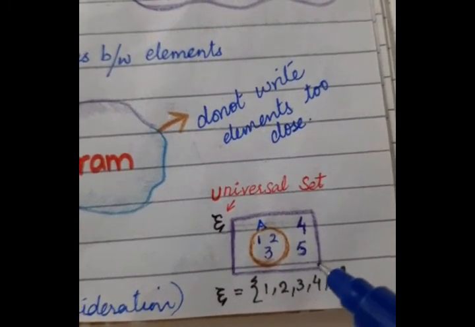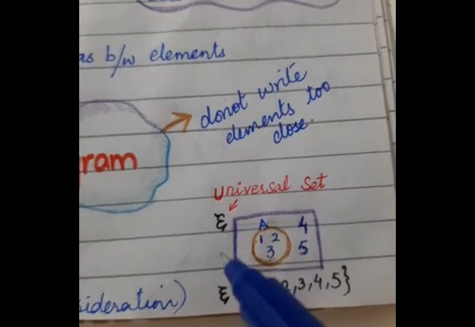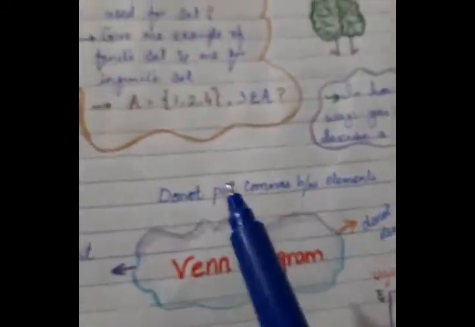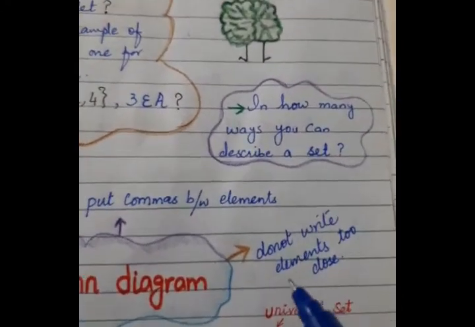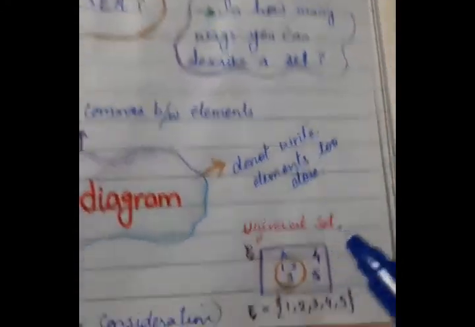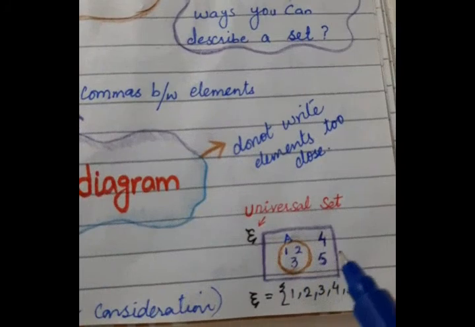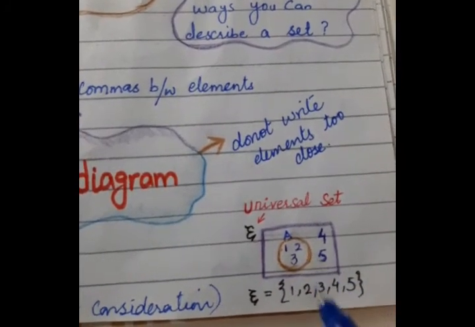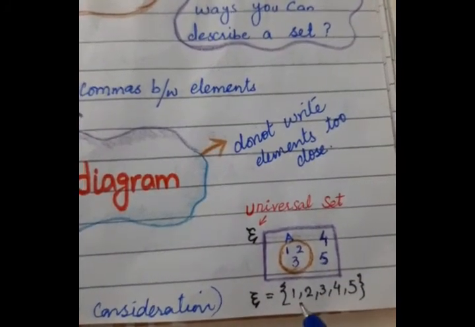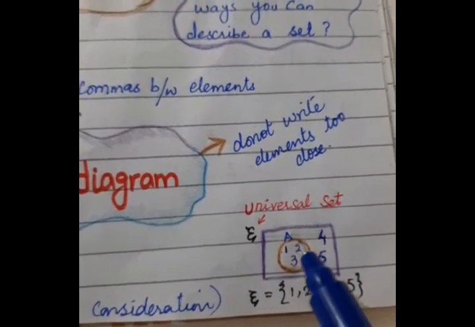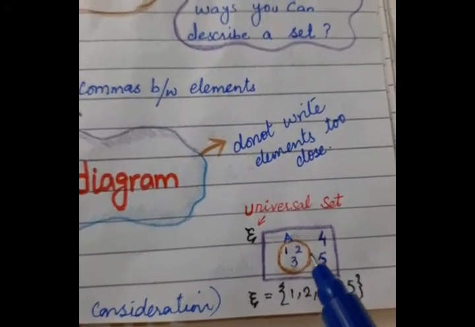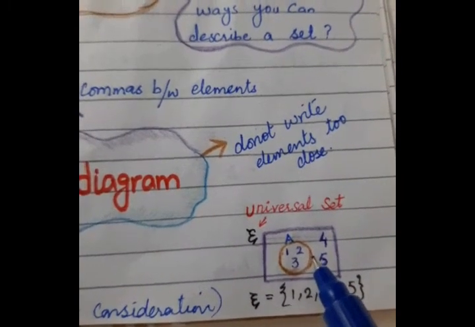Now you are going to keep 2 things in mind while drawing the Venn diagram. One is that do not put commas between elements. The second point is that do not write elements too close. You can see that where I have mentioned the elements, you have to keep a specific distance. In set notation, we put commas when writing a set, but in a Venn diagram we will not put commas.